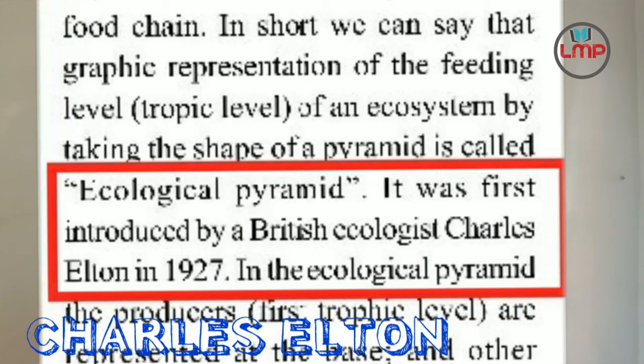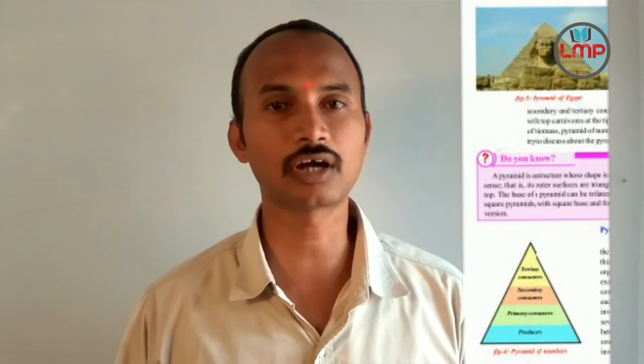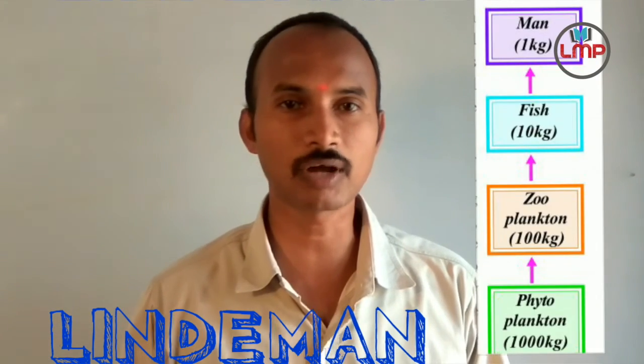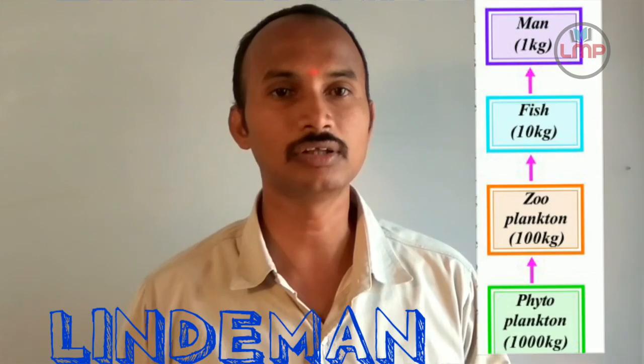Next scientist, Charles Elton. The concept of ecological pyramids was first introduced by Charles Elton. He was a British ecologist. Next scientist, Lindeman. The 10% law: only 10% of energy is transferred from one trophic level to the next trophic level. That's it.